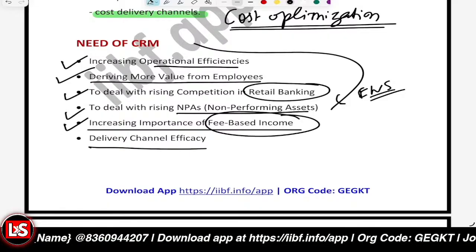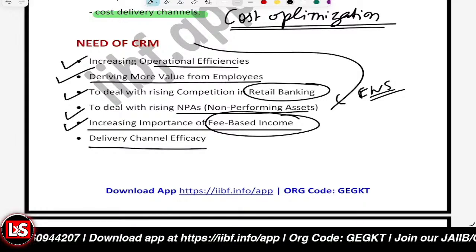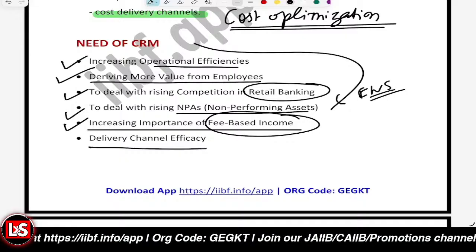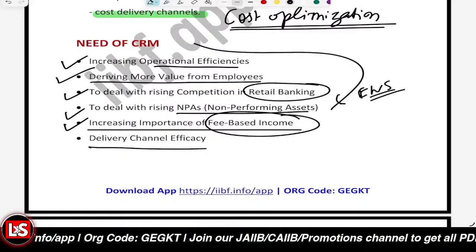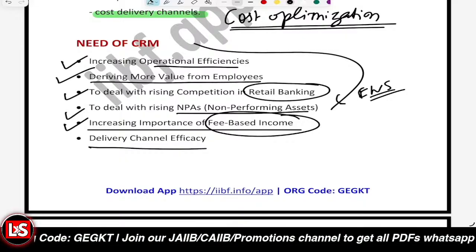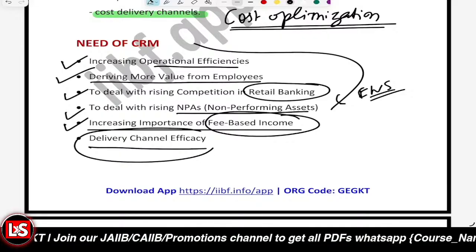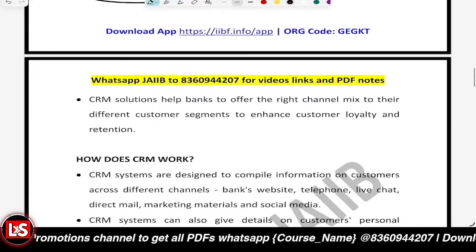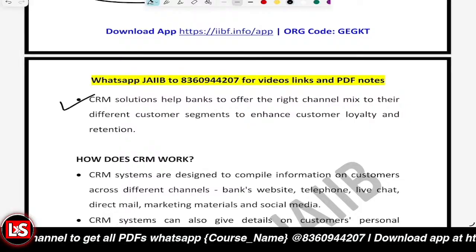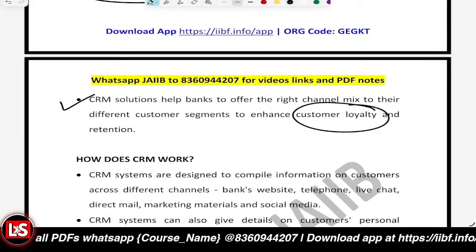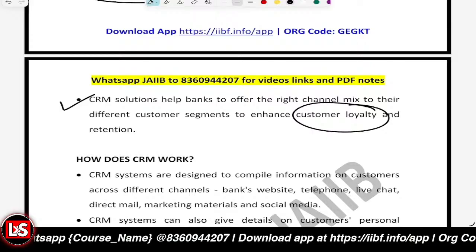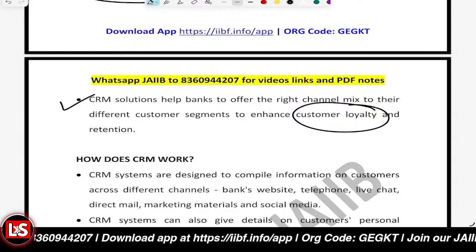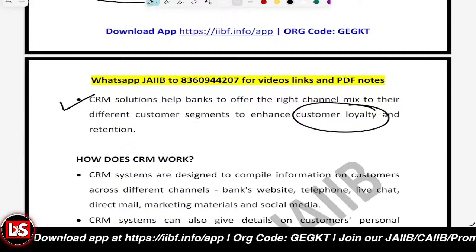And then delivery channel efficacy. What is it about? It's about that it helps the bank to select the right mix of the channels for the different customer segments, so that we can have the proper cost optimization over there, right? At the same time, CRM is helping the bank to enhance the customer loyalty, like personalized services you are providing to a customer, so that will improve what? That will improve the customer retention, and the long term loyalty will be there.